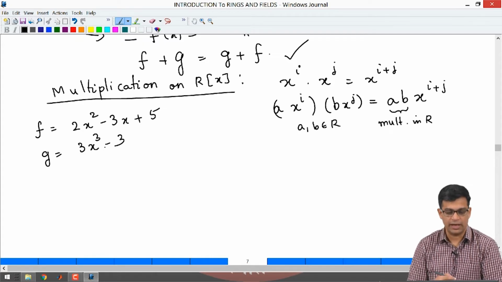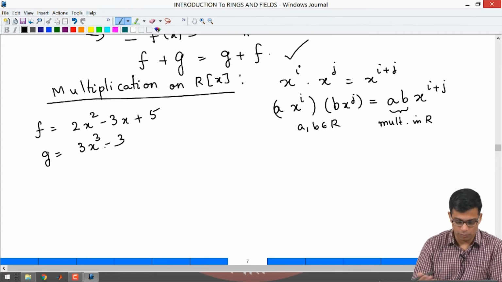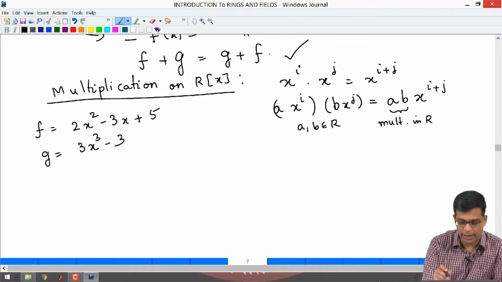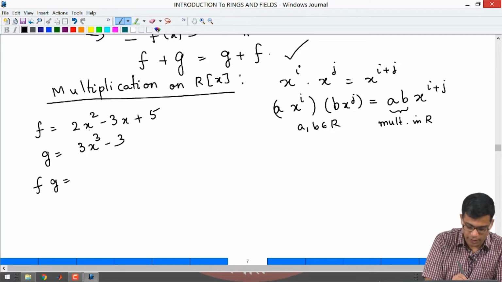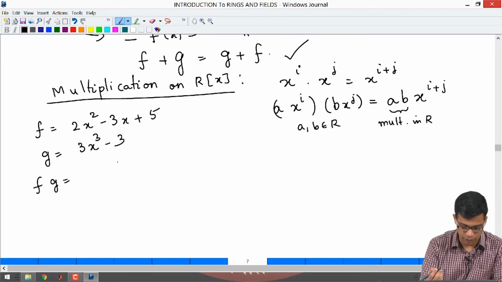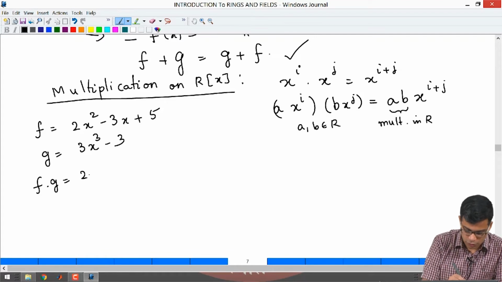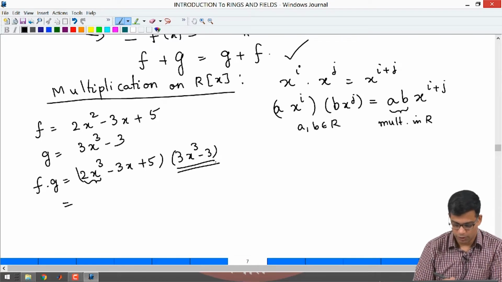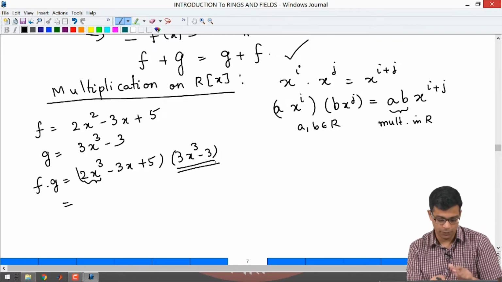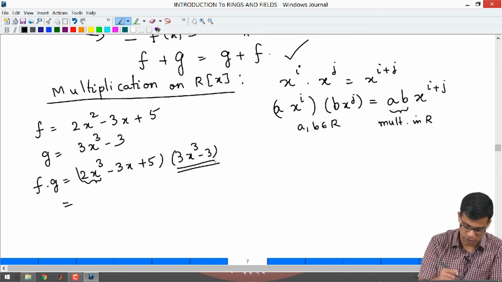Okay. So, it is just like the way you add and multiply numbers. So, how do you multiply f and g? So, what we want to do is (2x^2 minus 3x plus 5) times (3x^3 minus 3). So, how do we multiply? So, I will first think of this 2x^2 and multiply this polynomial. So, what is 2x^2 times this polynomial? I will multiply one monomial at a time. So, 2x^2 times 3x^3, so this is 6x^5.